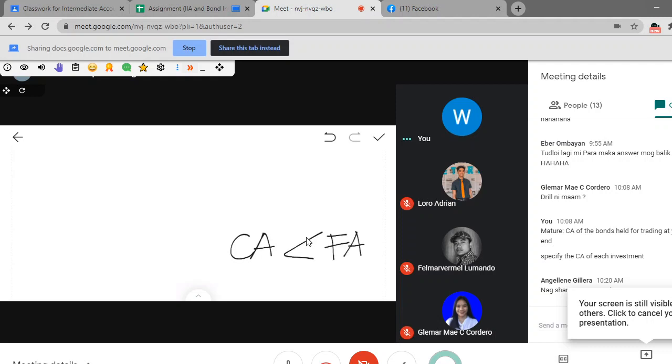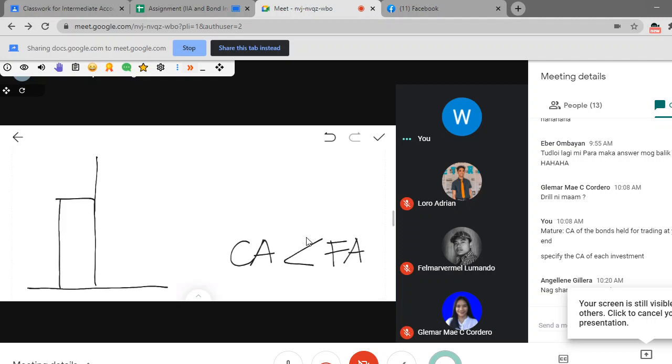So, buhatag bar graph na pod. Ay, sorry. Carrying amount nimo is andito. Imuhang, nga na jud kadako. Carrying amount is andito. Imuhang face amount is ito.